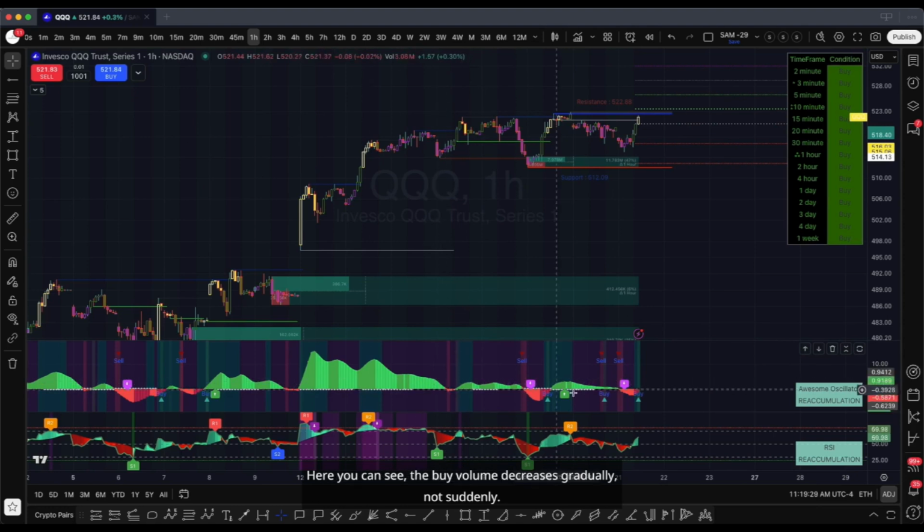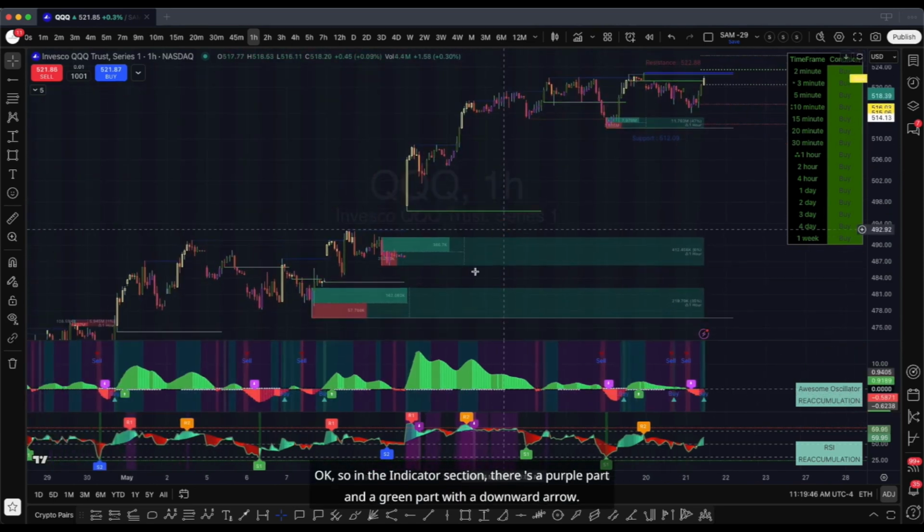Here you can see the buy volume decreases gradually, not suddenly. It's not like you see, oh, this is going up, now it's about to drop, and then you jump in to short it. If you short it while it's moving sideways, you lose. This section only displays buy and sell, and it shows us when the market is swinging.